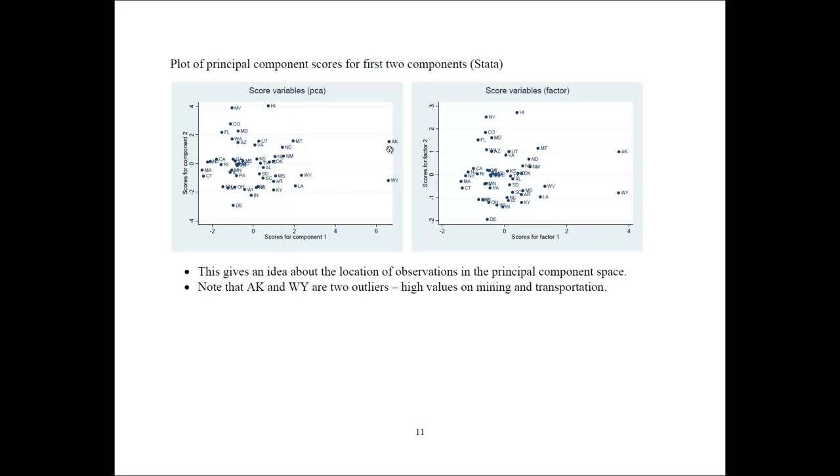And we see that actually Alaska and Wyoming have very high loadings on component 1. And actually they do have very high values on mining and transportation, which have very high loadings on component 1, and that's why they're almost like outliers here. And that's the same thing for the PCA and for the factor analysis. We have these two as outliers. So it's nice to look at your original data and the observations and to see how they lined up.